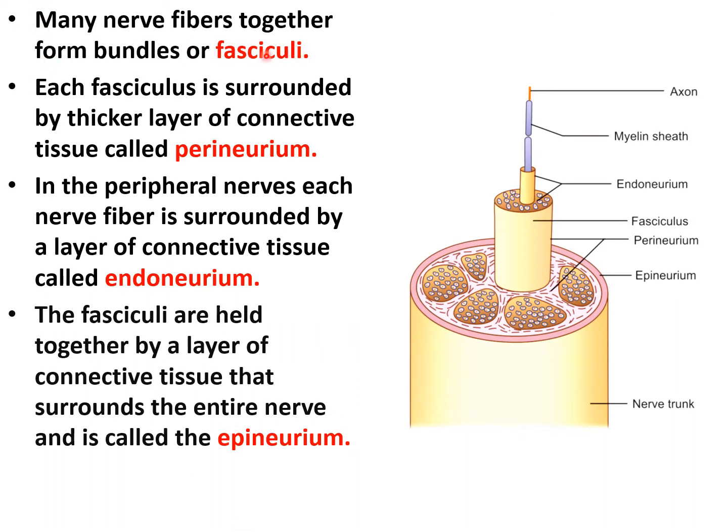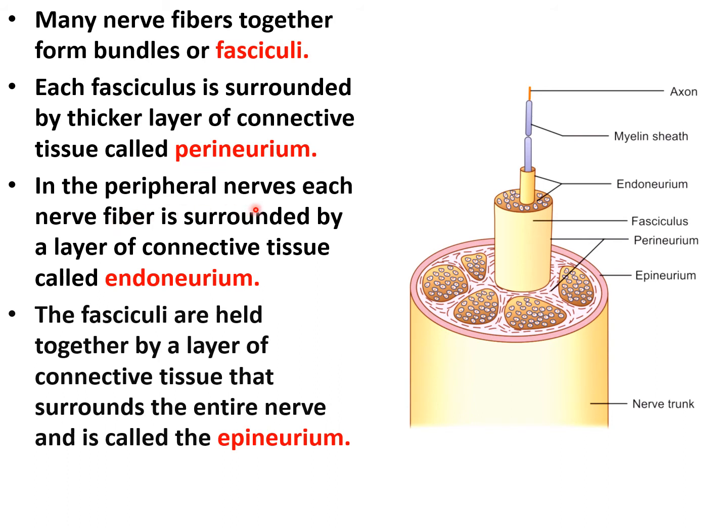Many nerve fibers together form the bundles or fasciculi. Each fasciculus is surrounded by a thicker layer of connective tissue that is known as perineurium. So this is a fasciculus and it is surrounded by a layer that is known as perineurium. Okay, this is a perineurium.